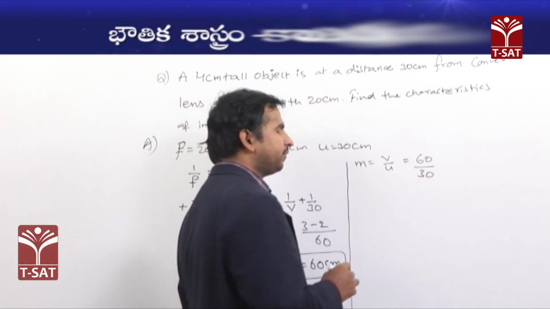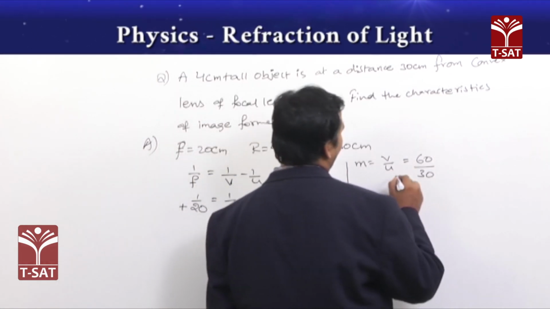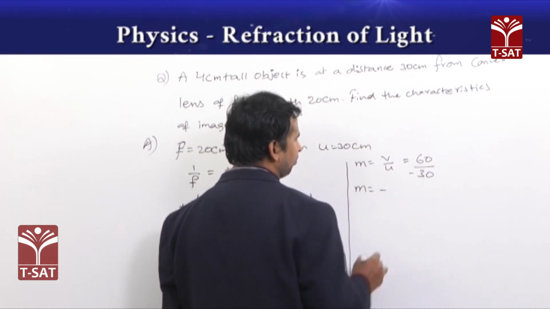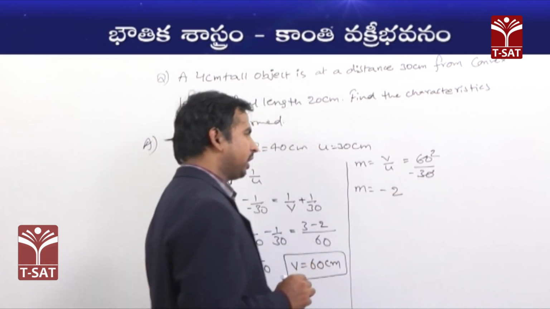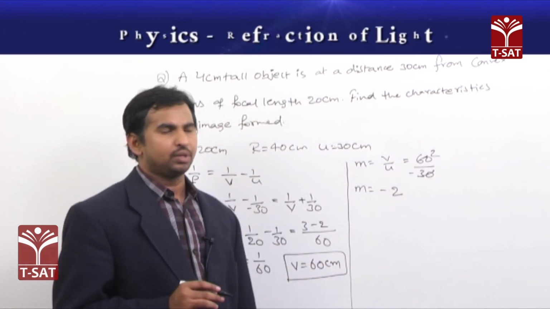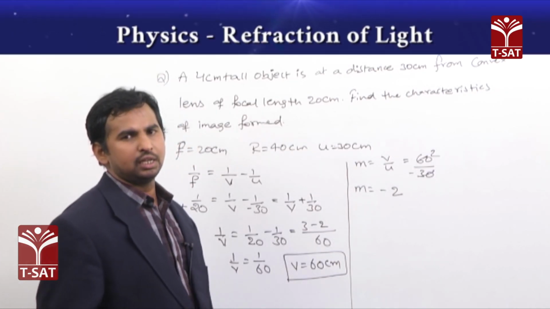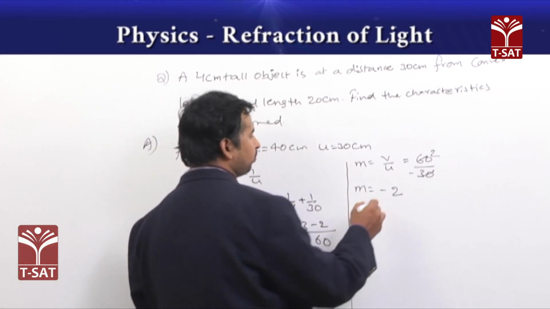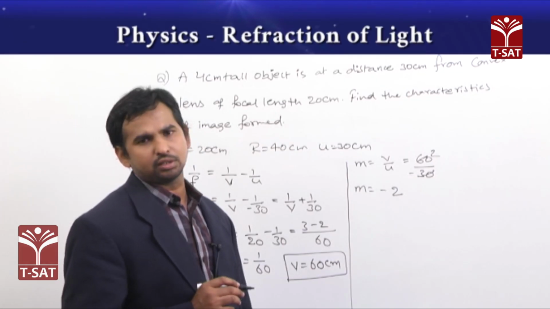Applying the sign convention, the object distance is negative and the image distance is positive. Then m is equal to minus of 3 ones and 3 twos, so the magnification value we get is minus 2. The minus represents that the image formed is an inverted image, below the principal axis.